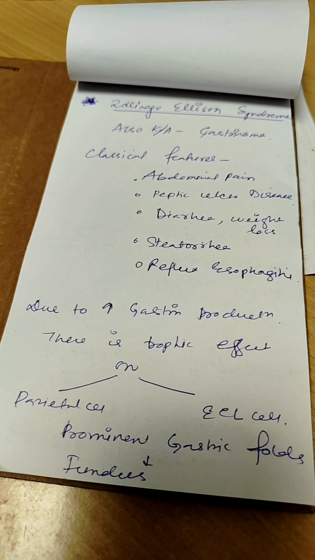Zollinger Ellison syndrome, also known as gastrinoma, with a classical feature of abdominal pain. We can see classical features like abdominal pain, peptic ulcer disease, diarrhea, weight loss, steatorrhea, reflux esophagitis.